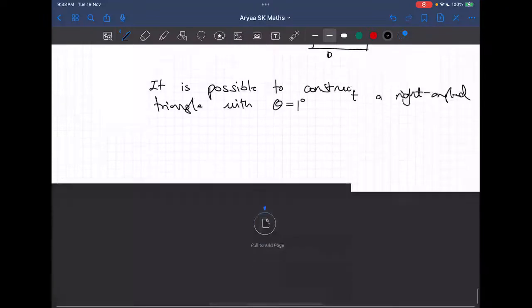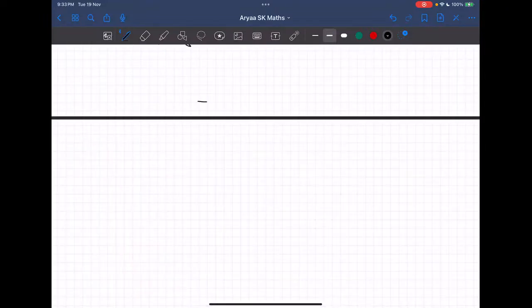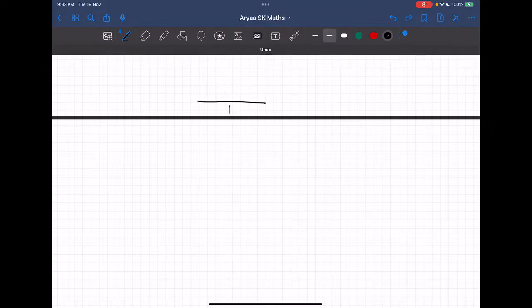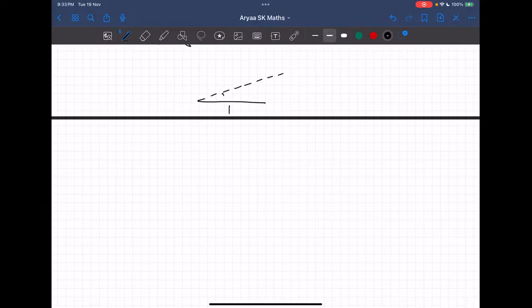Okay, so let's say we start with a base of 1. So this is just like 1 meter or something. And then we have our angle, 1 degree there. So when we extend this line up, we're essentially hoping that this number is a rational number. Makes sense, because the length of this side is tan of 1 degree. So if we can show that this is a rational number, then we'd be good.